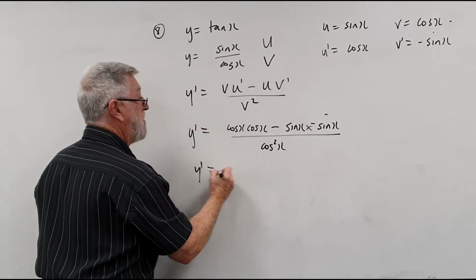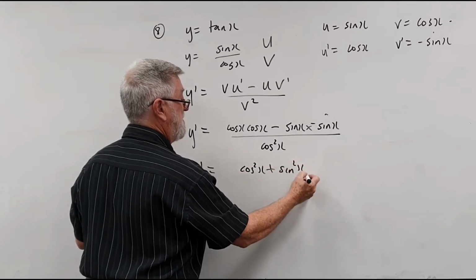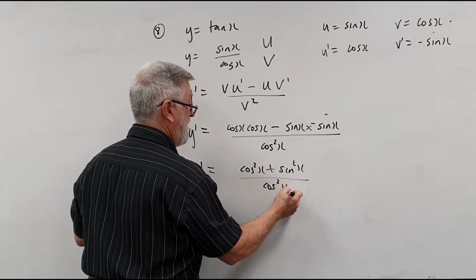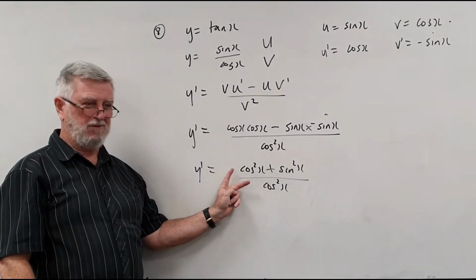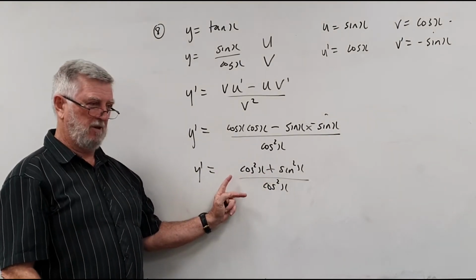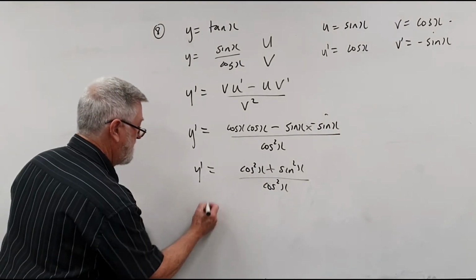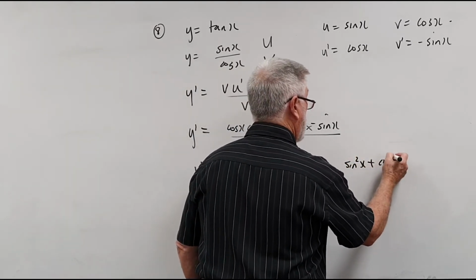So what have we got on the top? Slow down for a moment. We've got cos squared x plus sine squared x. What's that? 1. What the students do, they think they can cancel. You cannot cancel when you're adding, you can only cancel when you're multiplying and dividing. So if you need to make a statement, you should write it on the side. Watch out for that trap.